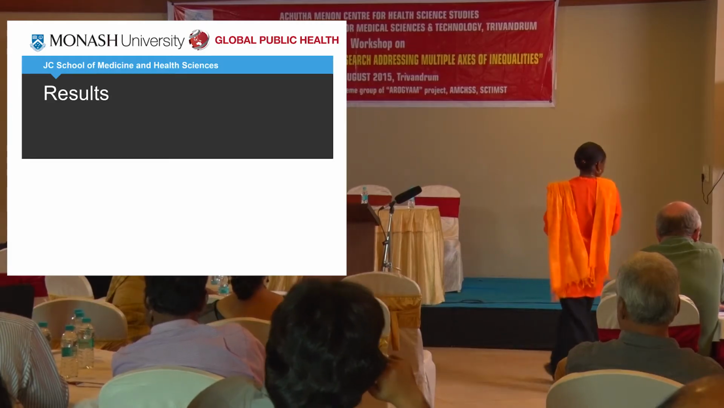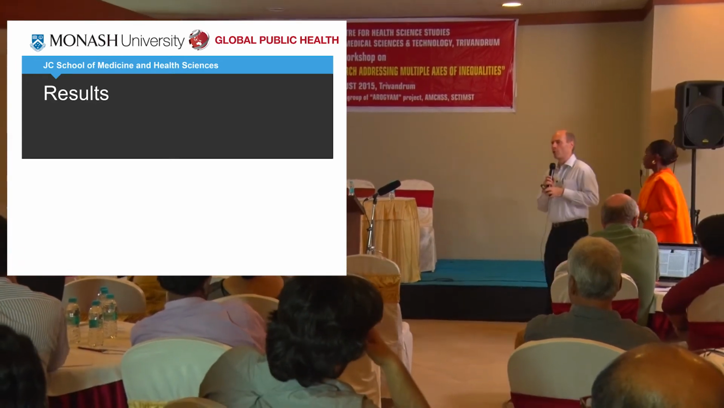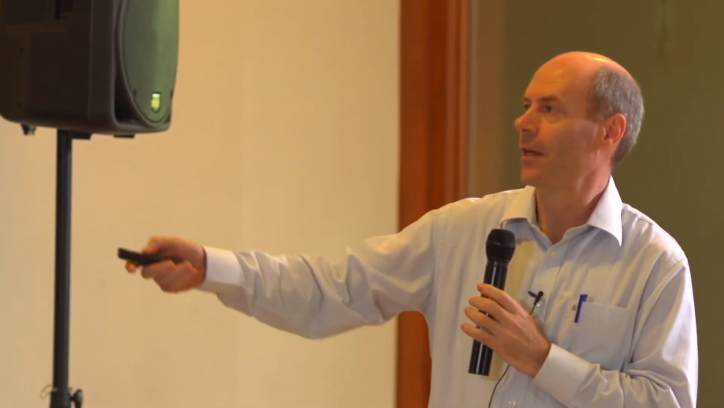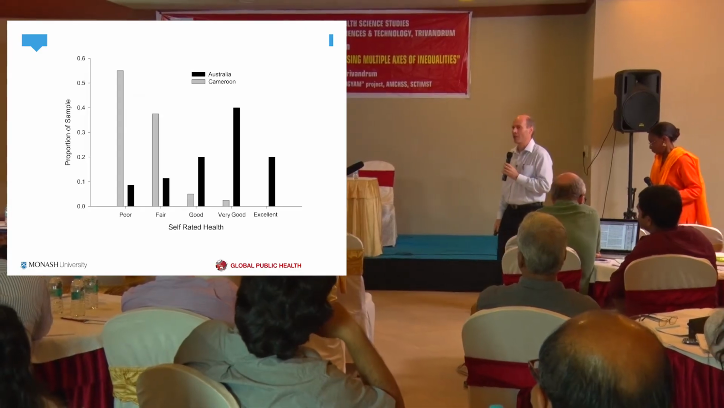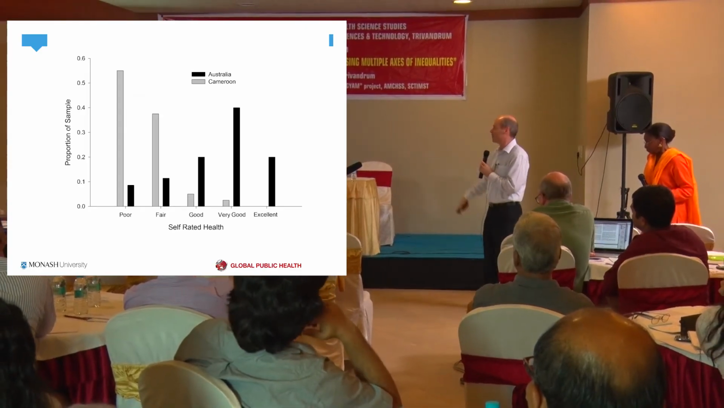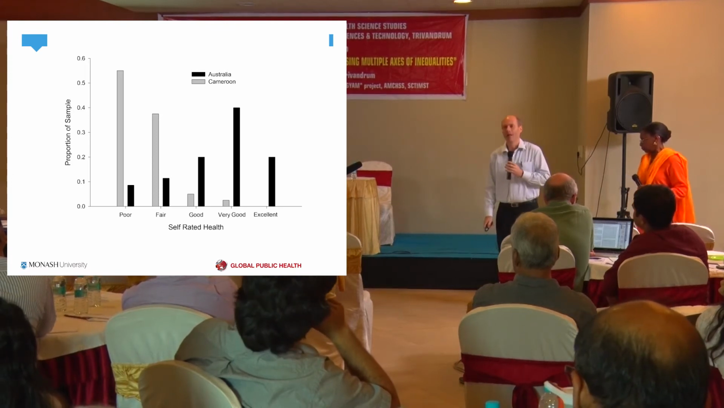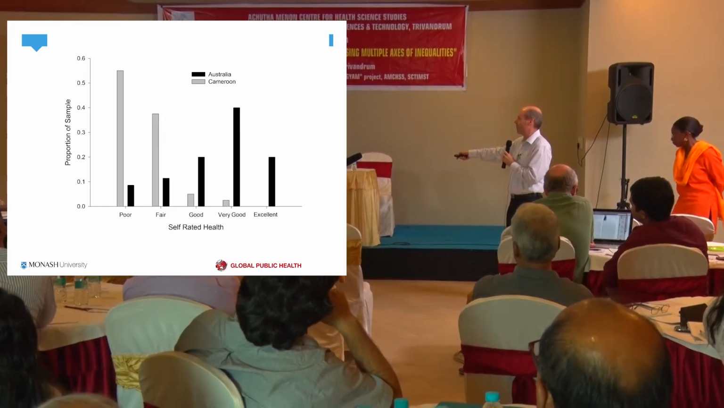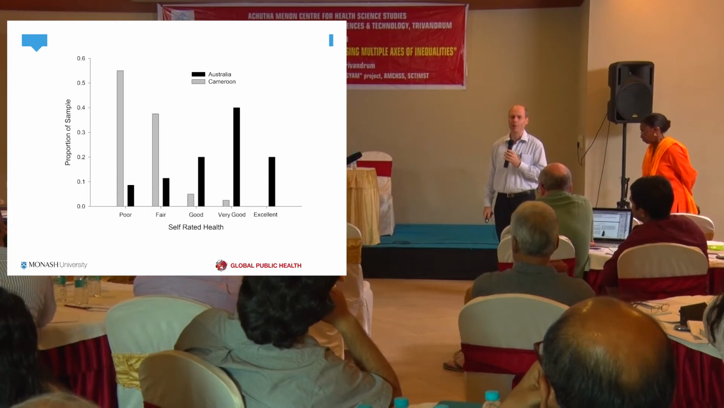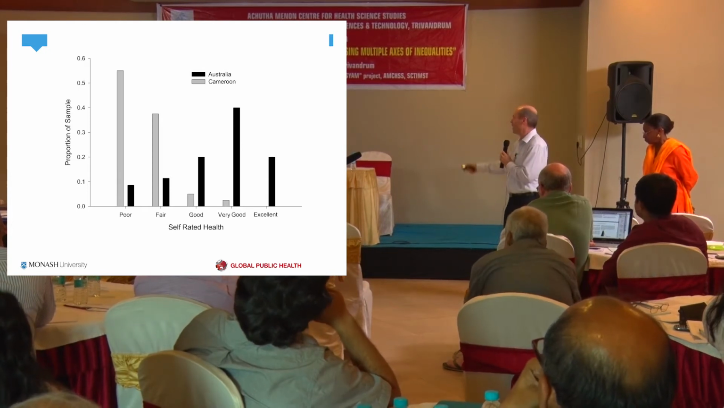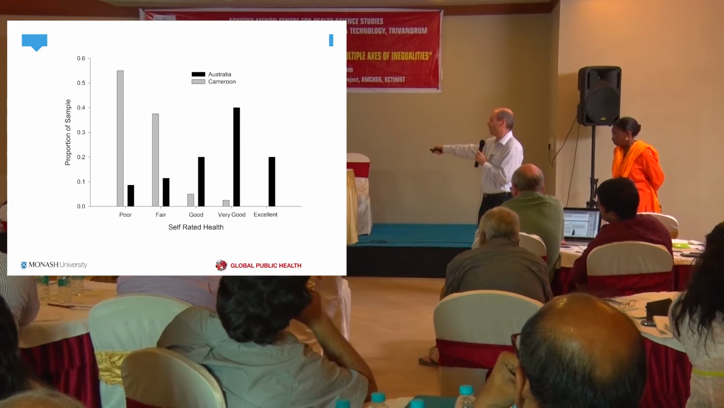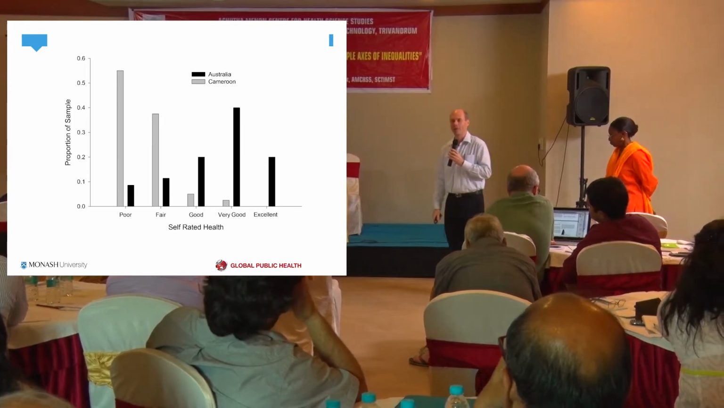So the results. I think we've got the conference first. So I'll talk briefly about the quantitative data. There were not huge numbers of people involved. The black columns are the Australian data, and the grey columns are the Cameroon data. And this would be paraplegia. And what you see with the paraplegia is that the modal response is very poor health for paraplegics in Cameroon, and the modal response is very good, not excellent, but very good for paraplegics in Australia.